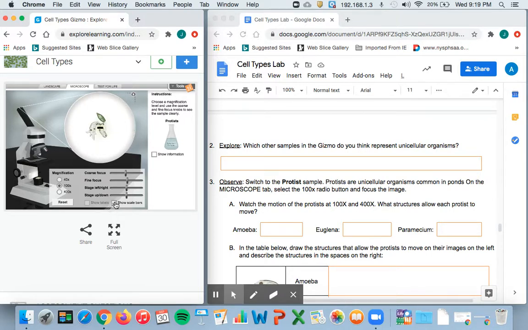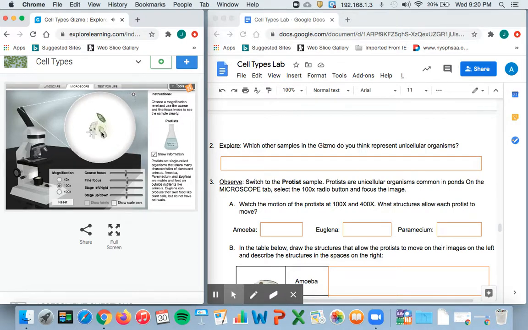Okay, let's show our scale bar. Show information. Okay, so the information down here, check this out, guys. This is kind of cool. Go back to 40. Those cells are moving in there. They are moving. Those are unicellular organisms.